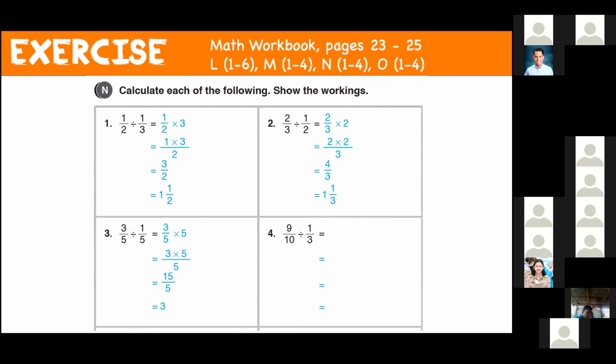Number 4, 9/10 divided by 1/3. It becomes 9/10 times 3. So 9 times 3, 27 over 10. We don't write the 1 anymore. The reciprocal of 1/3 is 3. So 9 times 3 is 27, 10 times 1 is 10. So 27 over 10 is equal to 2 and 7/10.